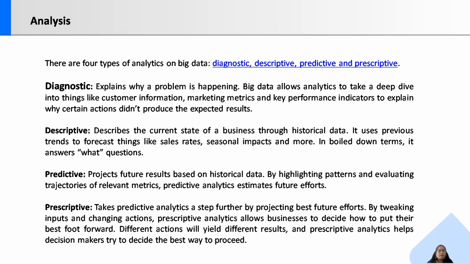The next analysis is descriptive. Descriptive analysis talks about the current state of the data we have to analyze, through past data, that is, historical data of that particular problem. Mainly it uses the previous data, how they maybe solved the problem, or how they forecasted things like sales rate, seasonal impacts and more. It mainly deals with the question of what.